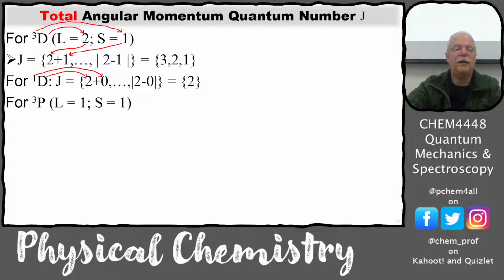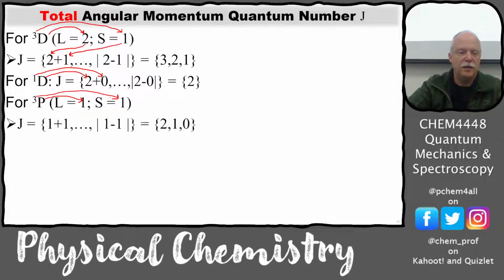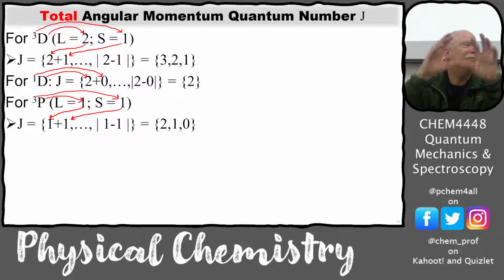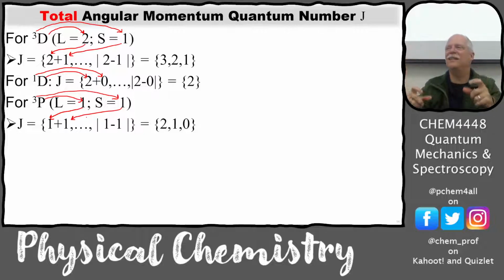Then for the triplet P, so when we have a p orbital, that means L equals 1. And when we have a triplet, that means S equals 1. So for our series, we have L plus S down to L minus S. So we get 2, 1, 0 for our J values for this particular series. You see how it's not hard, it's just tedious. You're making up all these little series, and you just have to keep track of which one you're working on.